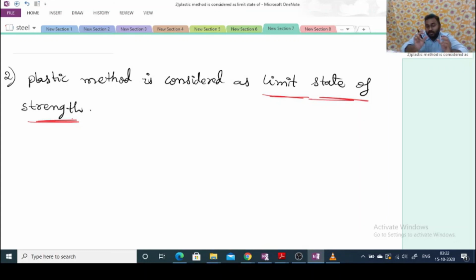Now what is meant by limit state of strength? Let us first try to understand from the literature. It means there exists a limit for some state, and that state is nothing but strength. So in the plastic method, there is a limit for strength. That is the meaning of this sentence. Is that okay?